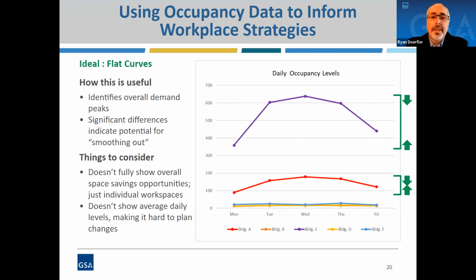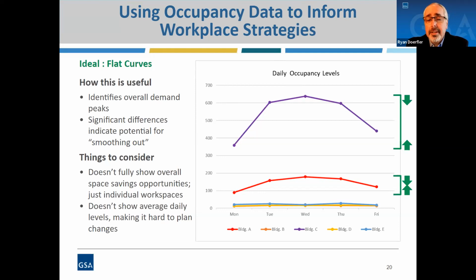And it does give you a sense of how you can smooth things out, if you will. What we want to do ideally is flatten those curves so you don't have big swings, for instance, again focusing on the purple line, between Monday, which is somewhere around 360-ish, and Wednesday, which is around 620. Huge difference, and that difference represents both opportunities for future space savings in a workplace change, or space that's currently being underutilized.